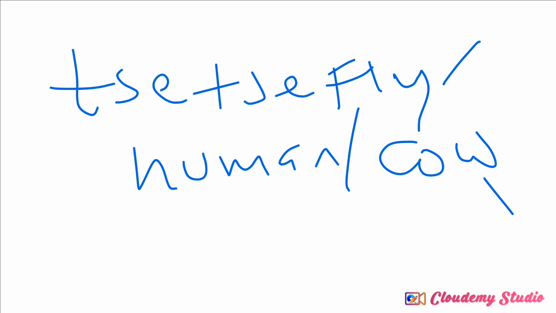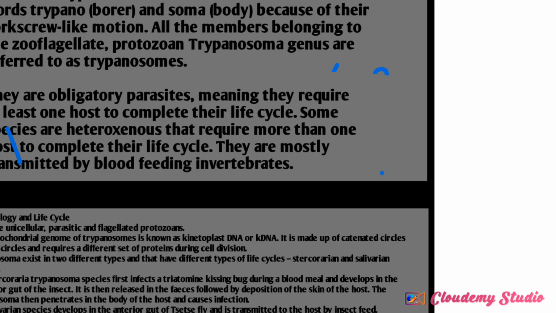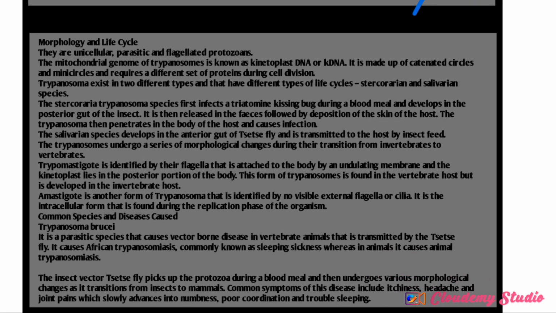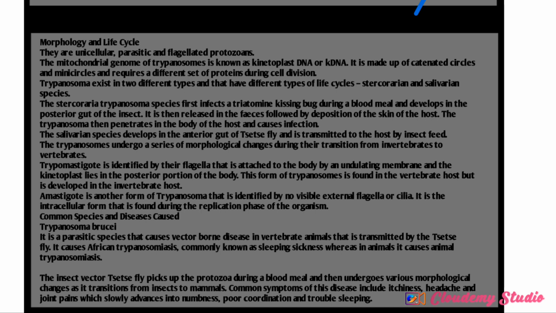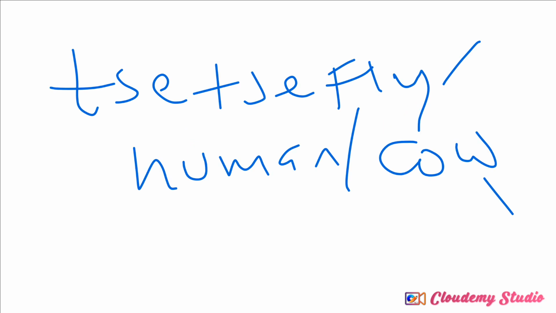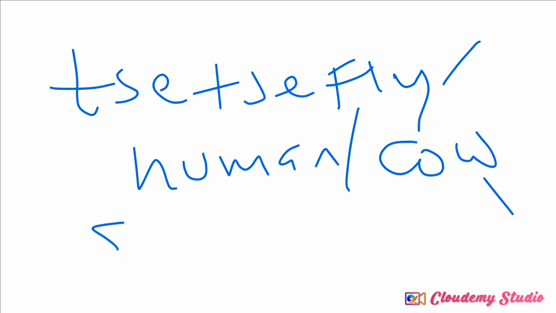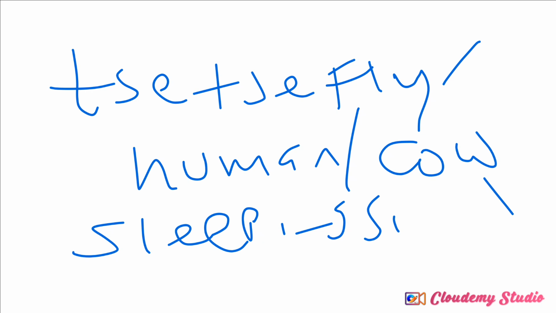Now move from there. We now have the morphology and the life cycle of this group of animals. So this is the morphology and life cycle, which I will be describing. One of the things they cause is what we know as African sleeping sickness. That is what they cause, sleeping sickness.